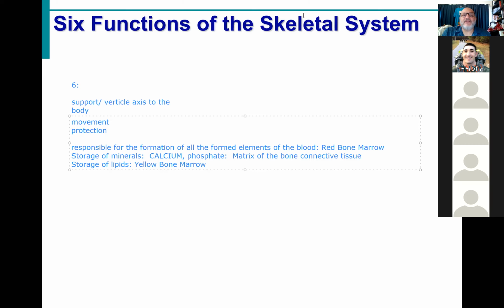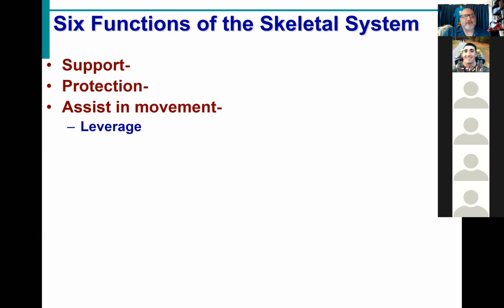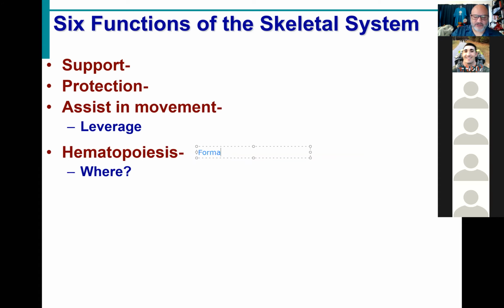Let's clear my writings and look at the pretty pictures of them. So like we said, the big 3: support, protection, and assisting in movement, providing the leverage for the skeletal system, for the muscular system. Right. Hematopoiesis, which again, as we talked about, is the fancy name for the formation of all formed elements in the blood. And anytime you see an alphabet soup word like that, you can be fairly guaranteed you're going to have to spell that at some point. So you definitely need to know that fancy term. And again, as we talked about, that is going to occur in our red bone marrow.